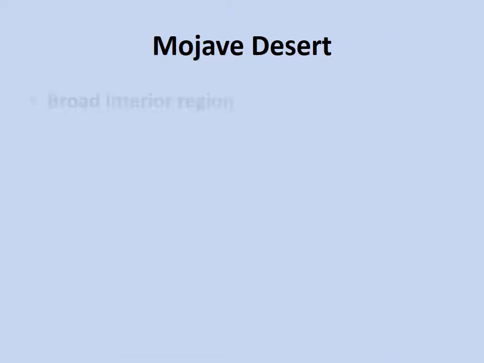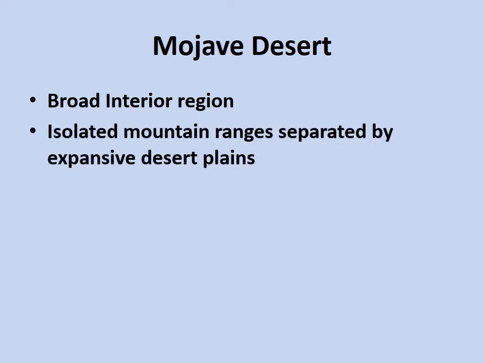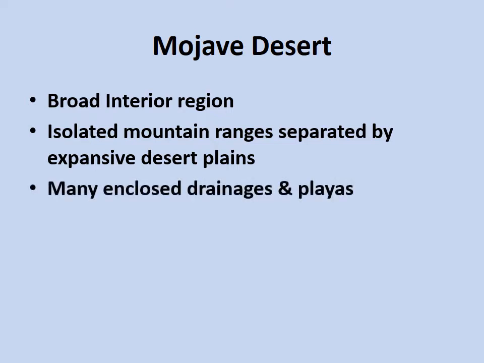To the south of that, we have the Mojave Desert. Again, a very broad, flat region that's totally interior. Isolated mountains that are separated by these vast, expansive deserts. Lots of enclosed drainages and playas. Again, you're going to get some rainfall, even if it's just up in the little bit higher elevation. And of course, water is always going to go downhill. So there are areas where you get either drainages that only maybe run when there's actually rain occurring, or playas, big open, shallow kind of lakes.